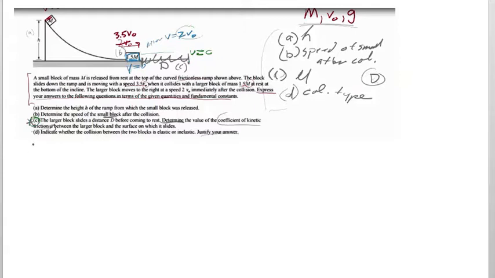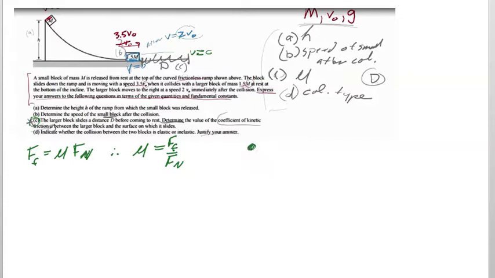So let's first look at this. We want to find, what does it want? Coefficient of kinetic friction. Well, let's look at what that is. The force of friction is equal to the coefficient of friction, how frictiony the surface is, times the normal force. All right, so let's solve that for the coefficient of friction. It would equal the force of friction over the normal force.